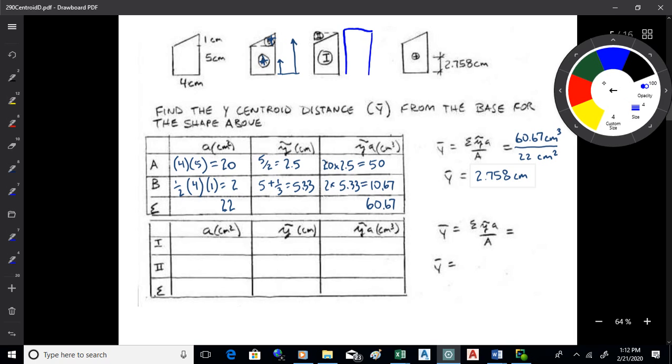So let's do the same shape. Basically we'll take this as piece number 1, and then we'll cut out the triangle. So that'll be a cutout. We'll call them Roman numeral 1 and Roman numeral 2. So why don't you go ahead and do the bit for 1. What's the area, what's the y bar distance, and what's the product of the 2?